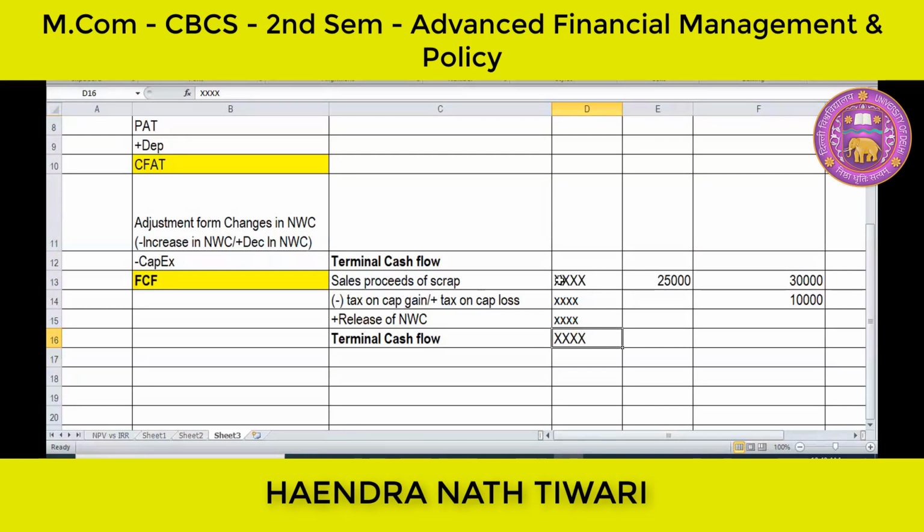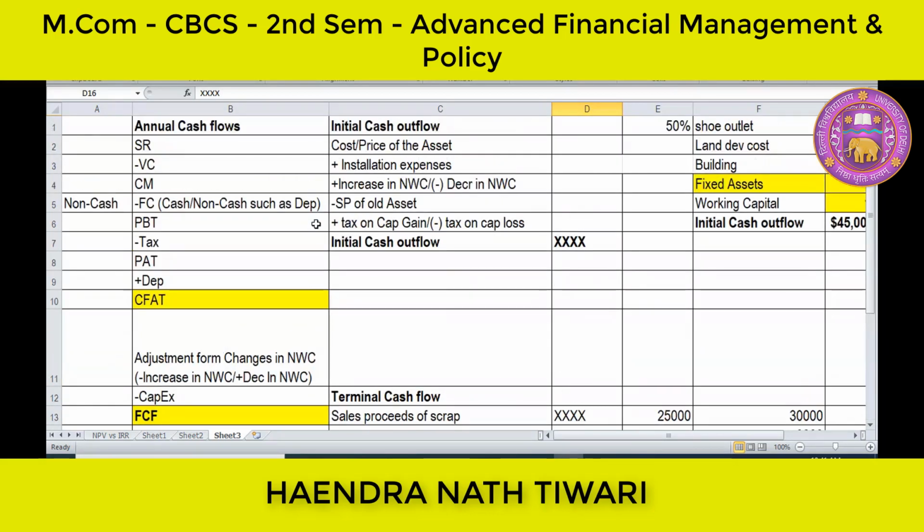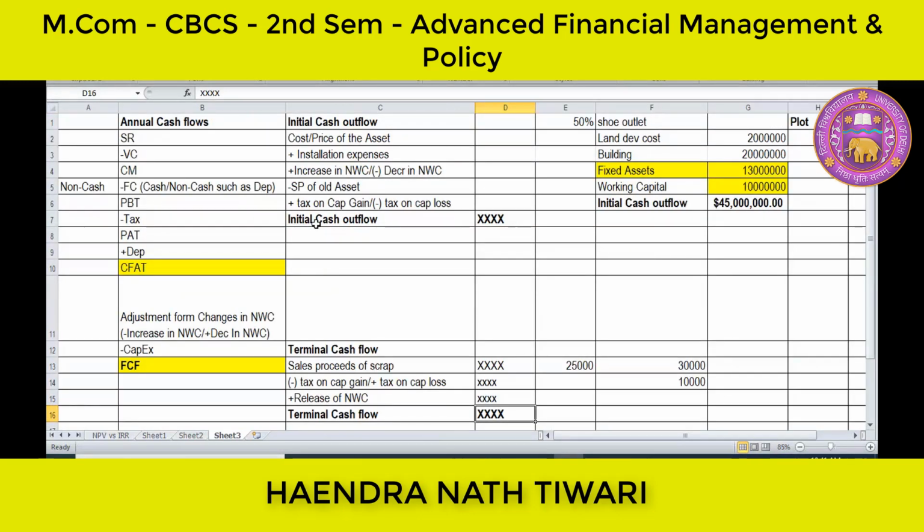Right? So this is all about determining different cash flows. Now, how payback? Anything you want to ask, I'll give a time to. Yes, please. Sir, why did you subtract tax on capital gain in terminal cash flow?